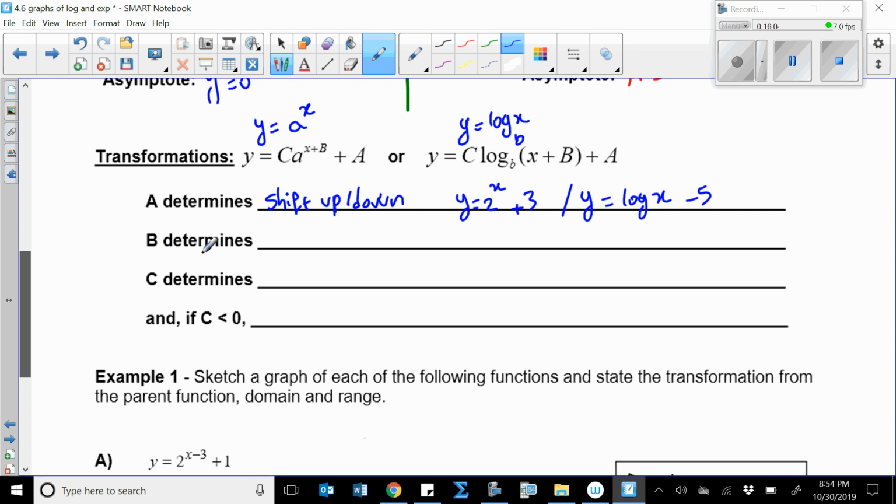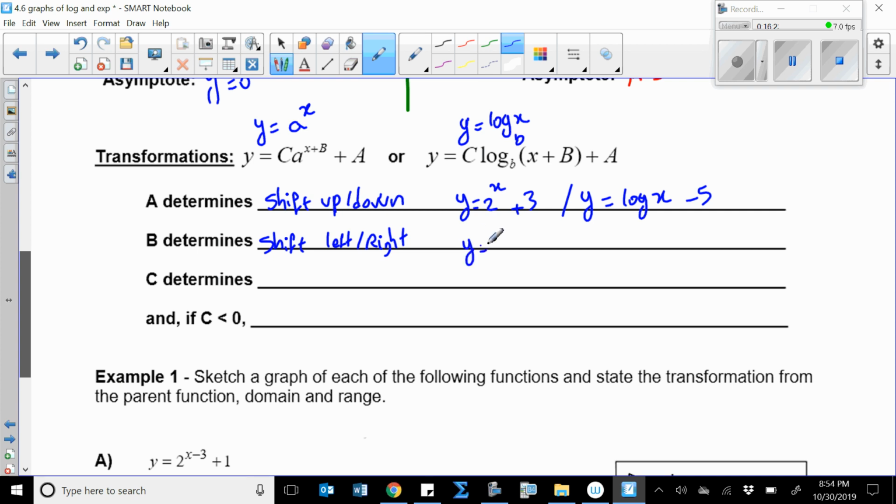What does the value of b do? B is happening on the x value, so it's a horizontal transformation. So this is a shift to left or right.